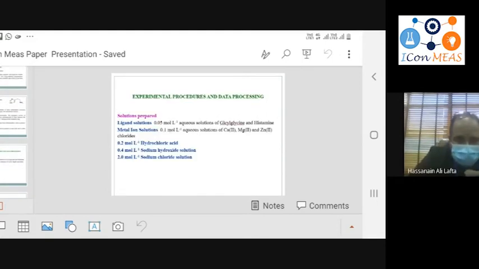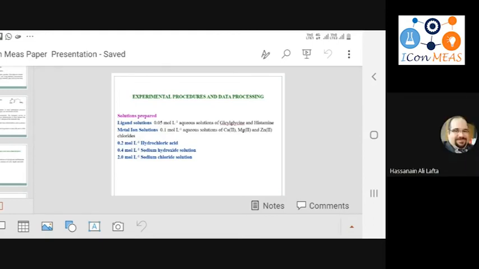Experimental procedures and data processing. In this study, I have prepared some solutions: 0.05 molar aqueous solutions of glycyl glycine and histamine, and also 0.1 molar aqueous solutions of calcium, magnesium, zinc, 0.2 molar hydrochloric acid, 0.4 molar sodium hydroxide, and 2.0 molar sodium chloride.